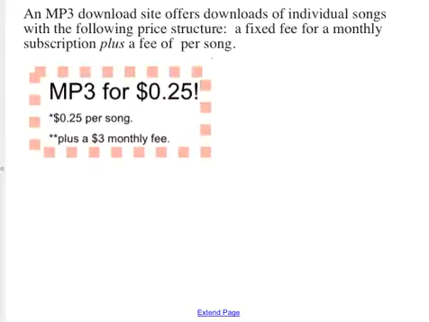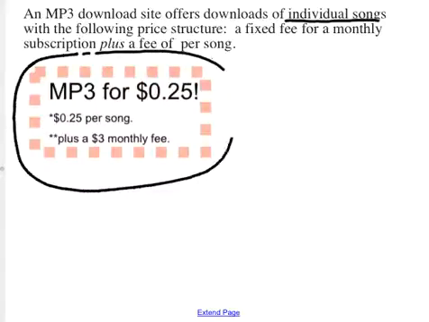So let's start with this. I can see that there's an MP3 download company offering downloads of individual songs with the following price structure. So this right here. If we look at it, it's basically saying that you can get an MP3 for 25 cents. What a deal. So it's 25 cents per song plus a $3 a month fee.